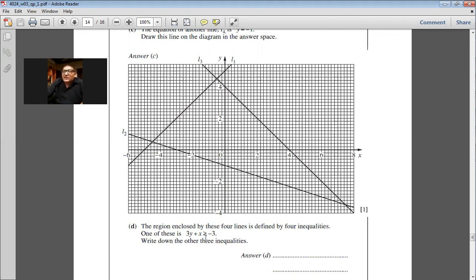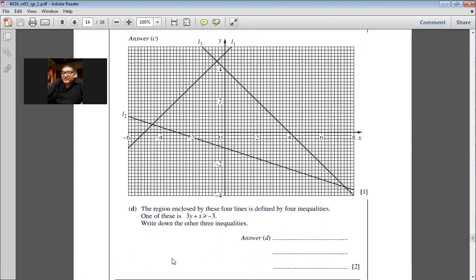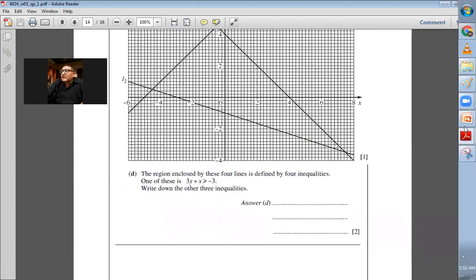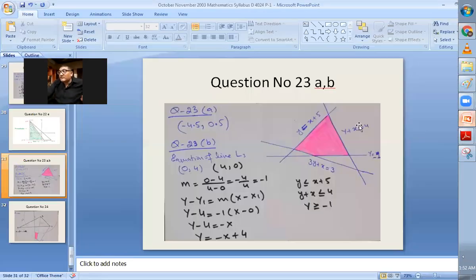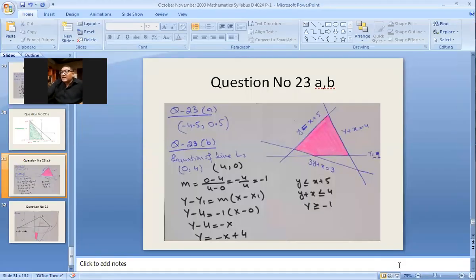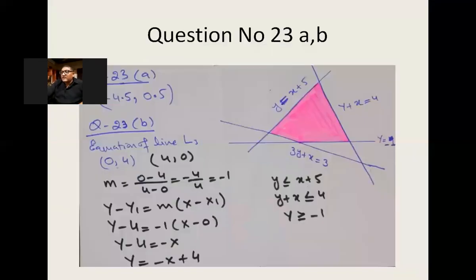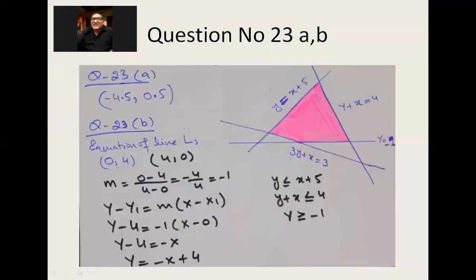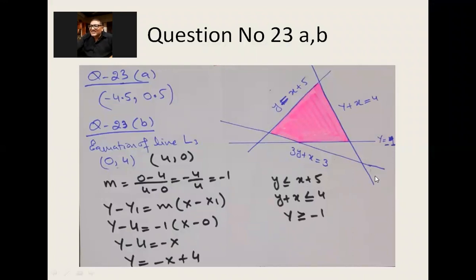So you have to find out the other 3 inequalities, and line number 1. Let me show you. I have to write the other 3 inequalities. To make life easy for you, I have already drawn these lines. You see there are 4 lines. Try to understand this thing. So there are 4 lines.